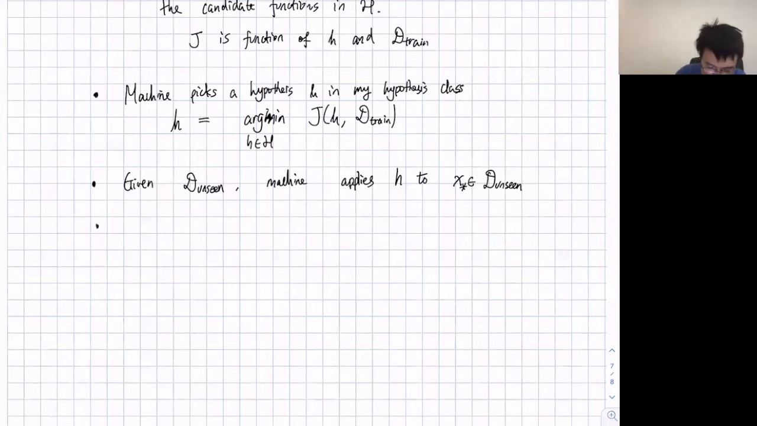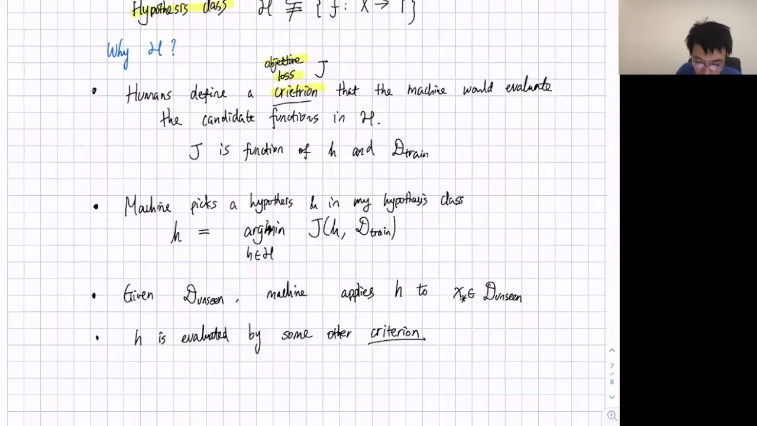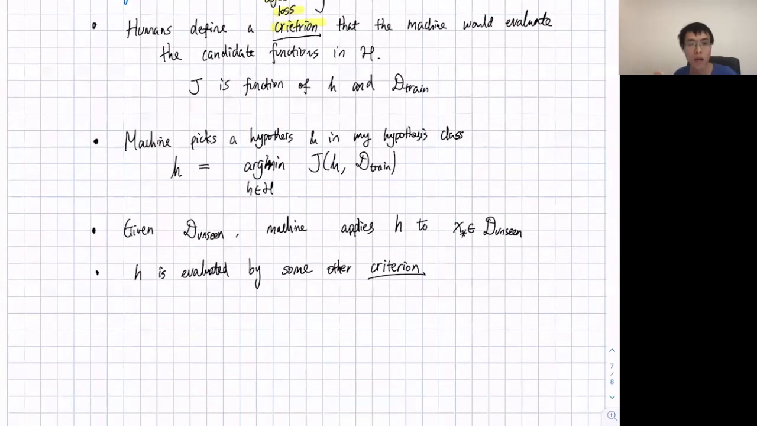So H is evaluated by some other criteria. This criteria may be the same as the training criteria, but maybe different, and usually they are different. So H is measured by some other criteria. This is called measure of success, whether my machine learning model is successful or not. But we also call it error.